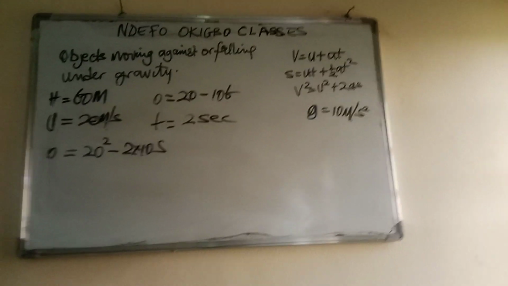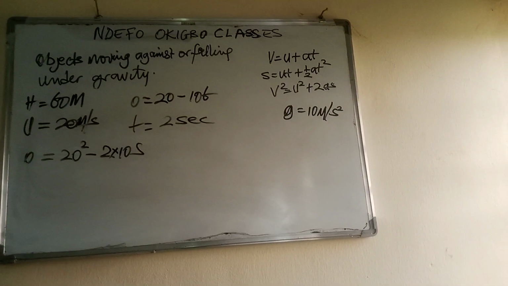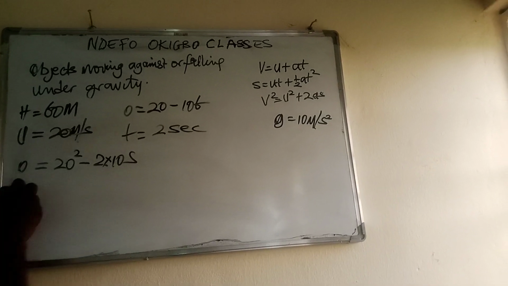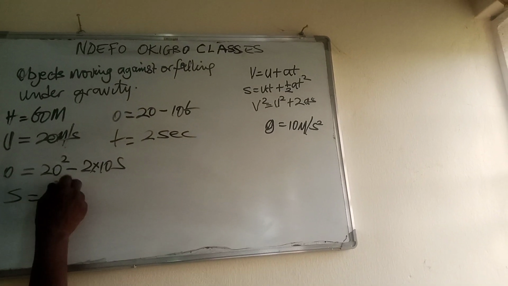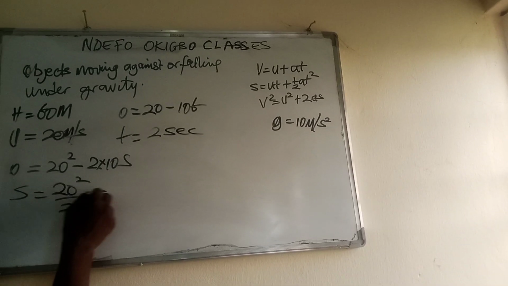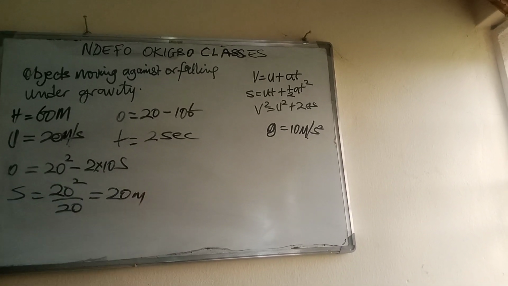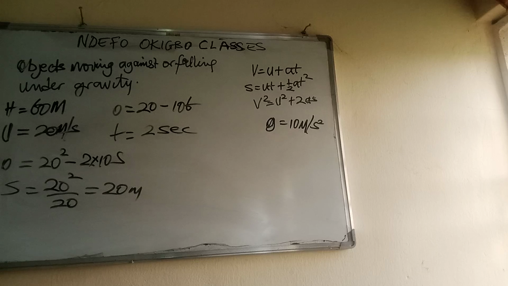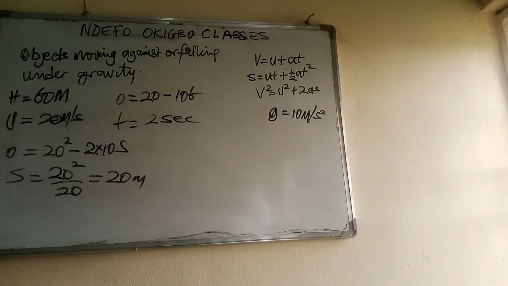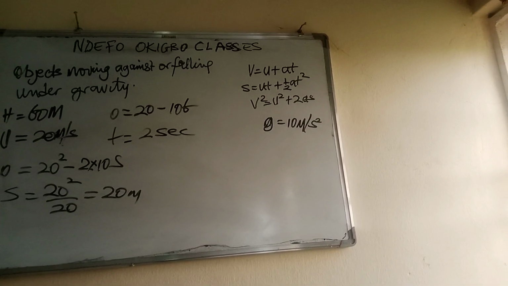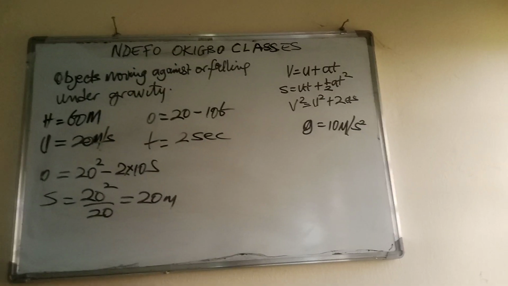The highest height he reached from the top of the tower, s, is equal to 20 squared divided by 20, which is equal to 20 meters. So the highest height he reaches from the top of the tower is 20 meters.